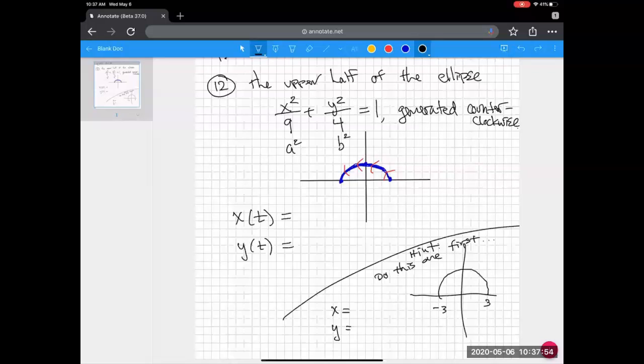Yeah, and in trig, there's formulas. When you're on a circle, x is equal to r cosine theta, and y is equal to r sine theta. So in this case, r is 3, and instead of theta, we're using t. So x would be equal to 3 cosine t, and y would be equal to 3 sine t. Does that seem okay?